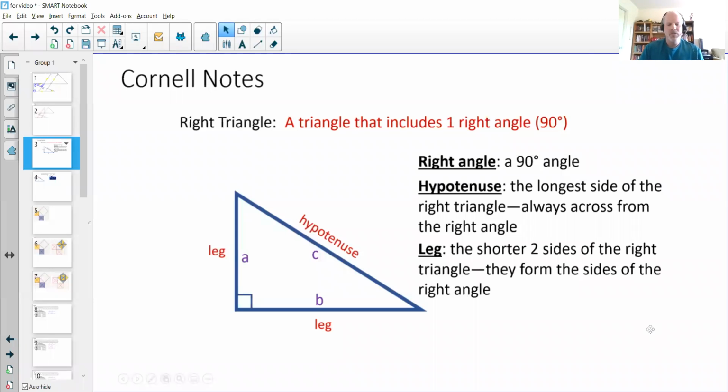Hello, this video accompanies Notes 7.1 and Homework 7.1. The topic for this lesson is the Pythagorean Theorem, or the Theorem of Pythagoras.